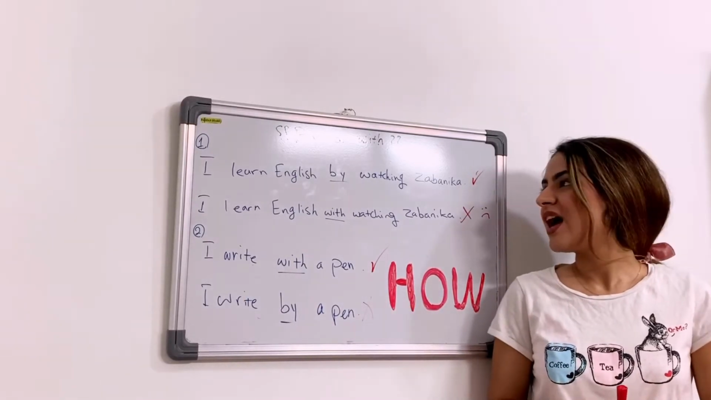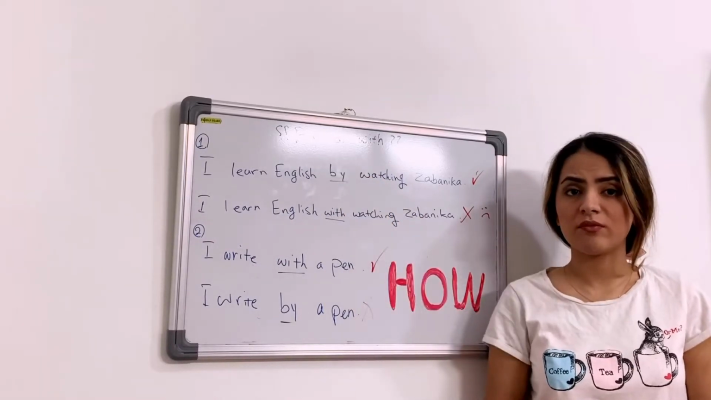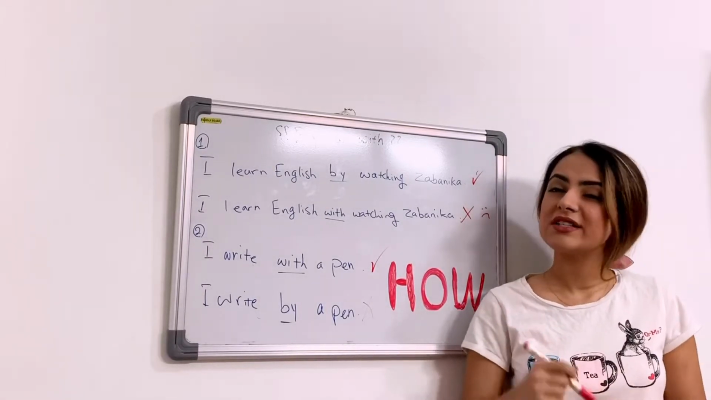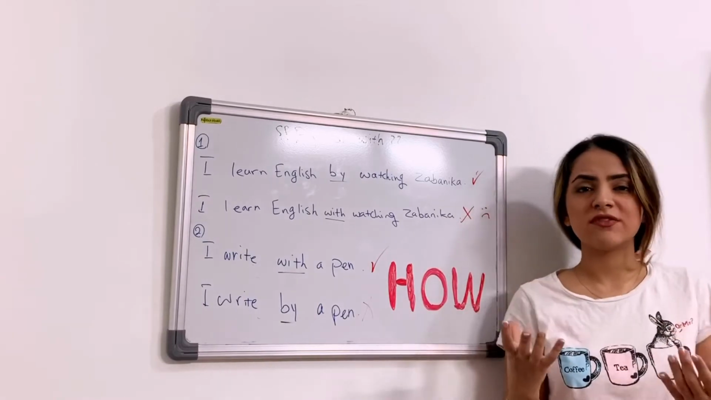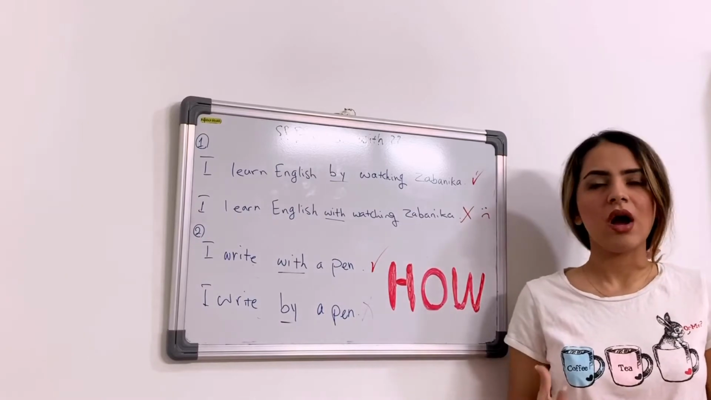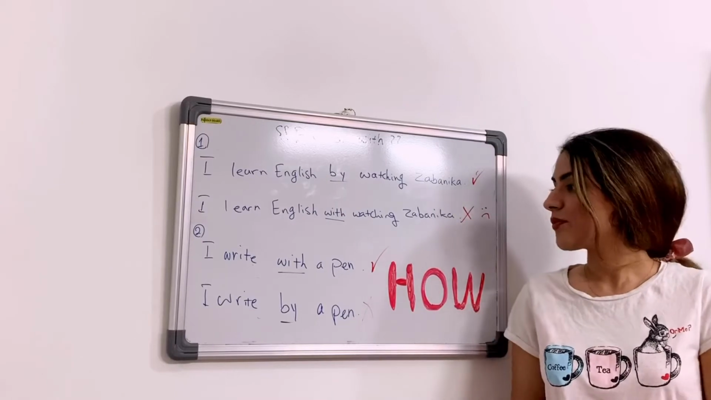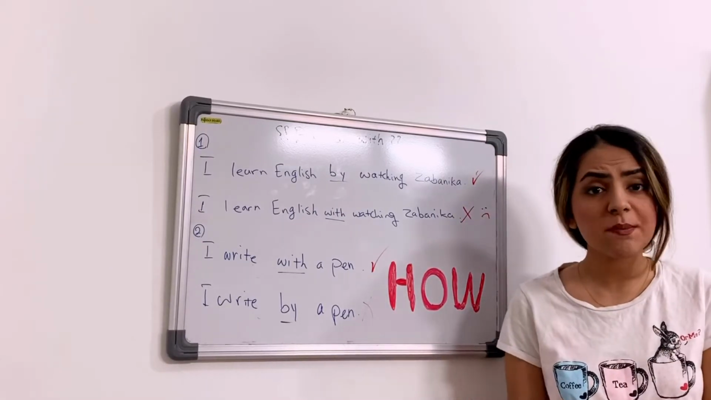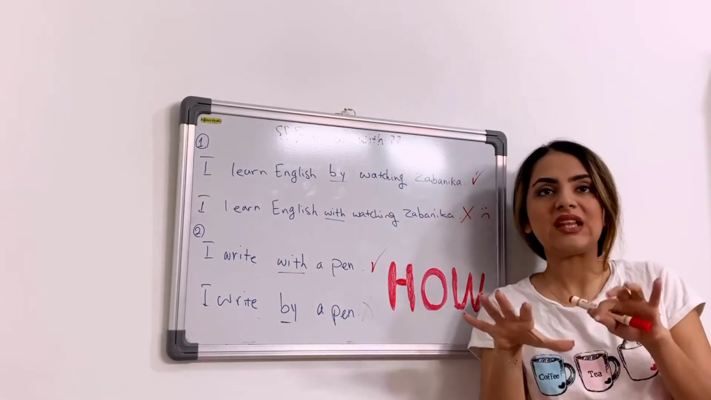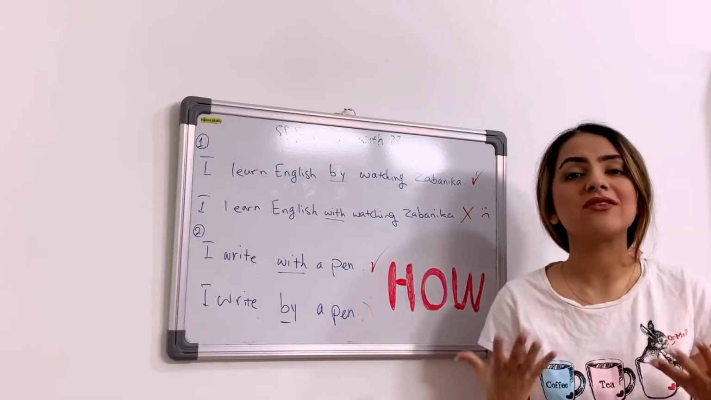So let's talk about the first similarity between by and with. So I learn English by watching زبانیکا. I write with a pen. Both of these prepositions are answering the question, how? How do you learn English? I learn English by watching زبانیکا. How do you write? I write with a pen. So remember this. Both of these, they almost have the same meaning. So they tell you how something was done.